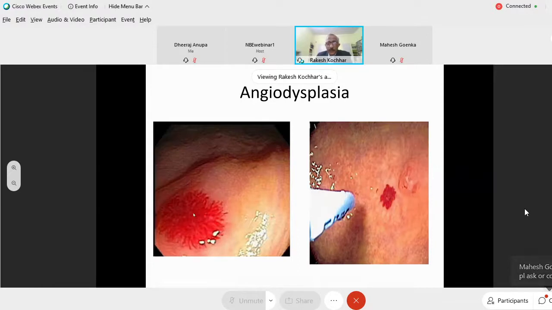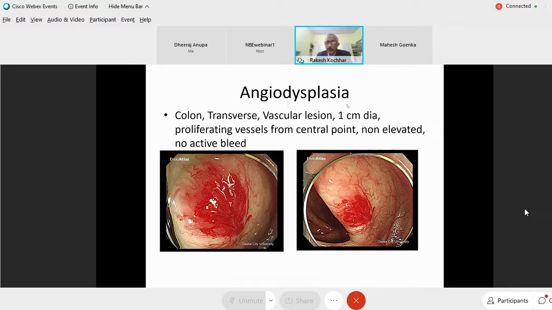Now, some vascular lesions: angiodysplasia or telangiectasia or AV malformation, these are some overlapping terms. So you will describe a vascular lesion which is frond-like, about a centimeter in diameter, not bleeding. This is angiodysplasia. Again, as I said, it is difficult to say AVM or angiodysplasia, virtually overlapping terms. So how will you describe this lesion? This is in the colon, in the transverse colon. You can see the transverse fold. This is a vascular lesion, 1 centimeter in diameter, with proliferating vessels from a central point. So vessels are proliferating from a central point.